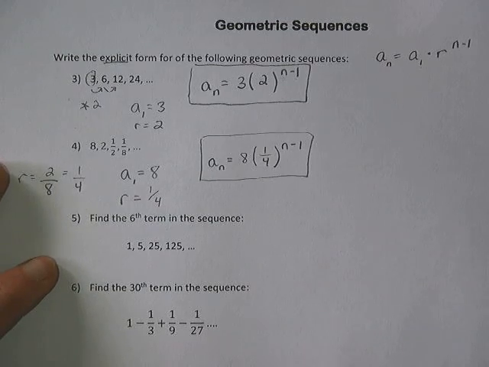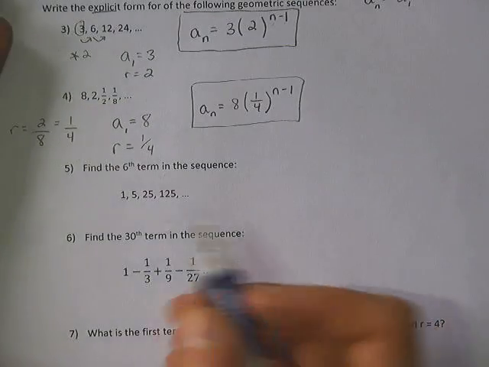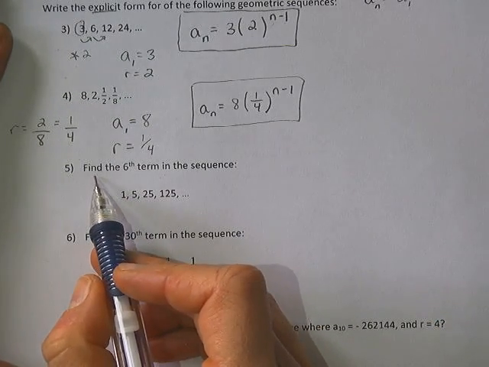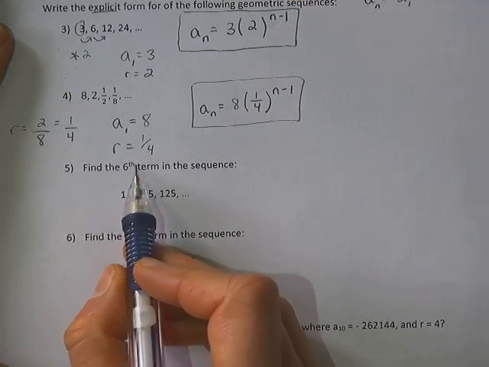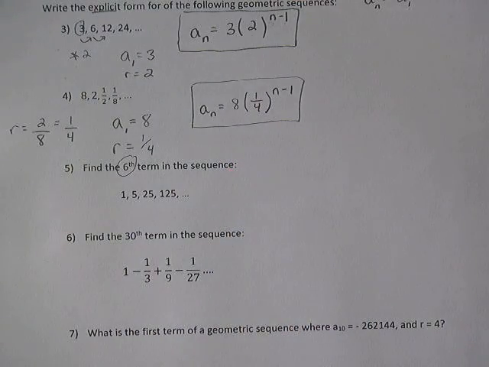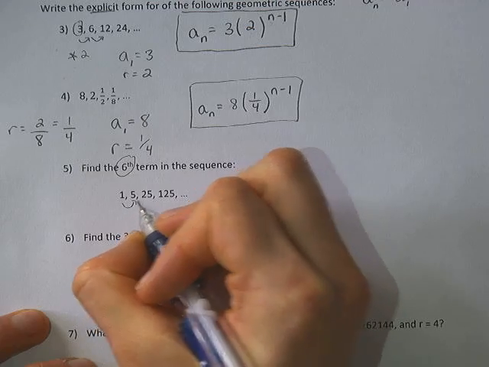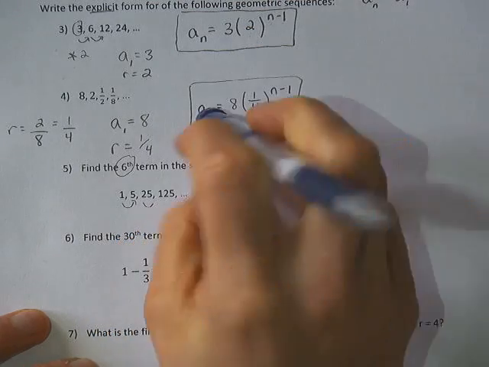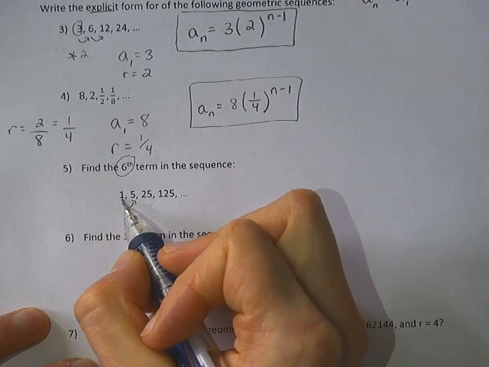Okay, so now how do we actually solve problems with these formulas? Like if you look at, for instance, number 5, it says find the 6th term in the sequence. Again, if it's a term that's not very far down in your sequence, you need to just think recursively. What am I doing from one term to the next? So in other words, just find the pattern and just keep it going. So for instance, what am I doing to 1 to get 5?